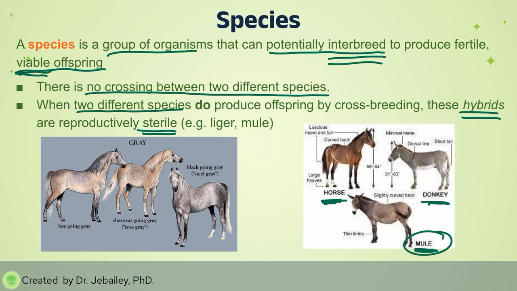But if you cross two different types of horses, you definitely can continue with a horse that is reproductively viable. So within the same species, it's possible. But outside the species, more likely you're going to produce a baby that cannot have children.